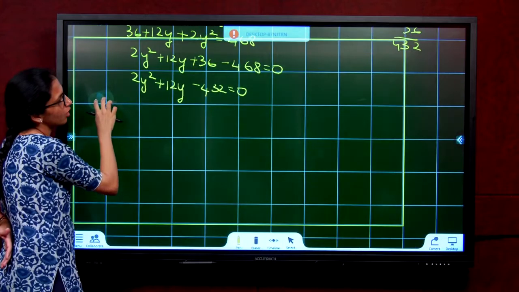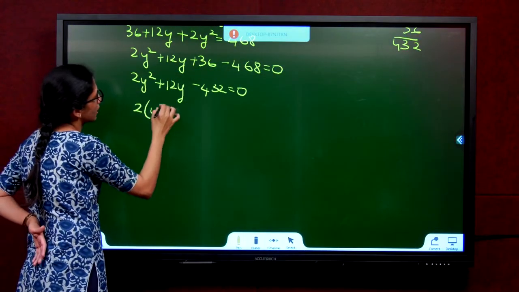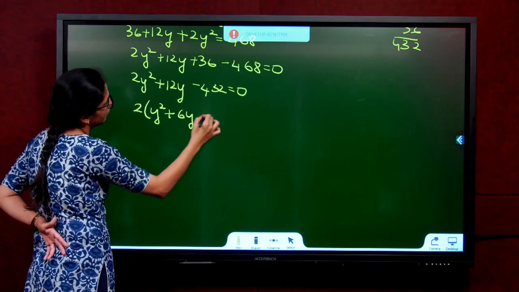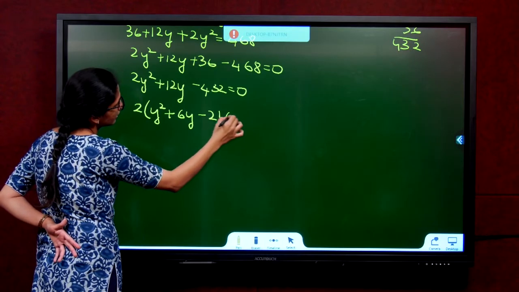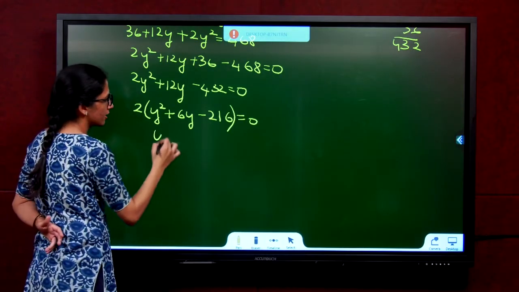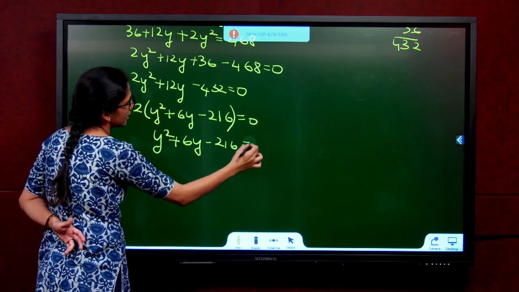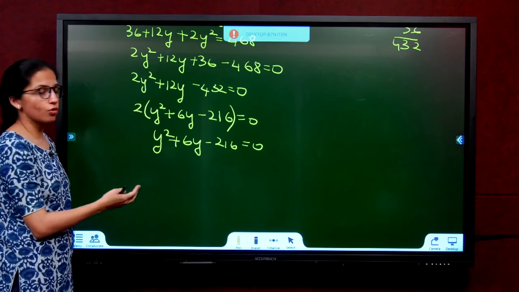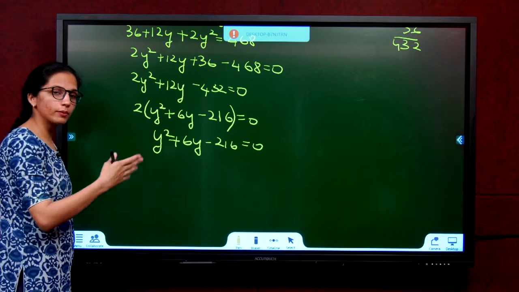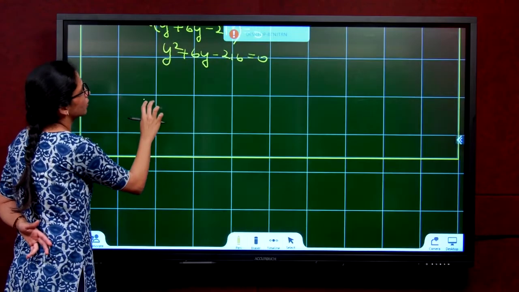Both of them have 2 common. So take 2 outside, all of them in fact: y square plus 6y minus 216, close brackets. 2 goes outside, it vanishes. y square plus 6y minus 216 is 0. If you can factorize, go for factorization. If you cannot, go for the quadratic formula. Or anyway, you can choose whichever is more comfortable to you. I will go ahead with the quadratic formula.